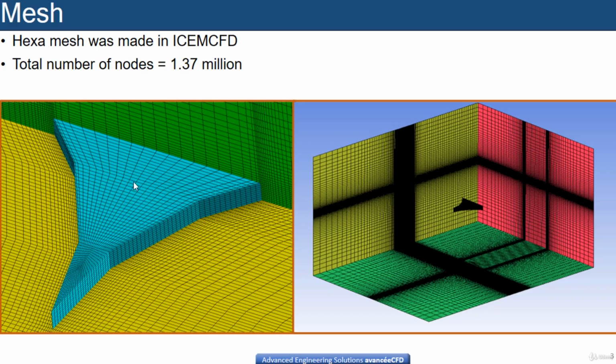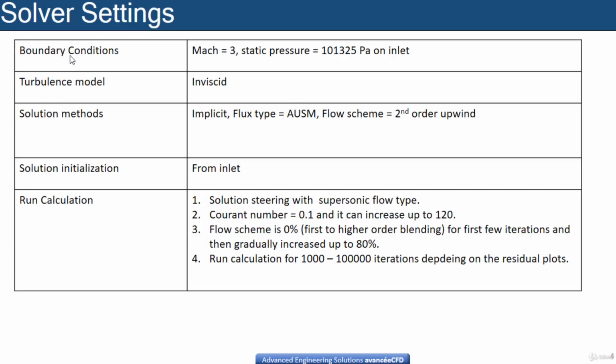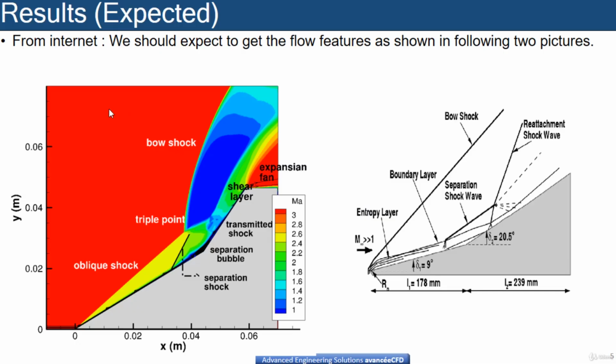And the mesh was generated in ICEM CFD, and the number of nodes is 1.3 million, and you can make refinements in the wake region. And if you want to solve this case as a viscous solver, meaning with the turbulence model, then you can go for more refinement in the boundary layer. And these are the solver conditions which I set for this problem, and I will discuss them when I set the problem in Fluent.